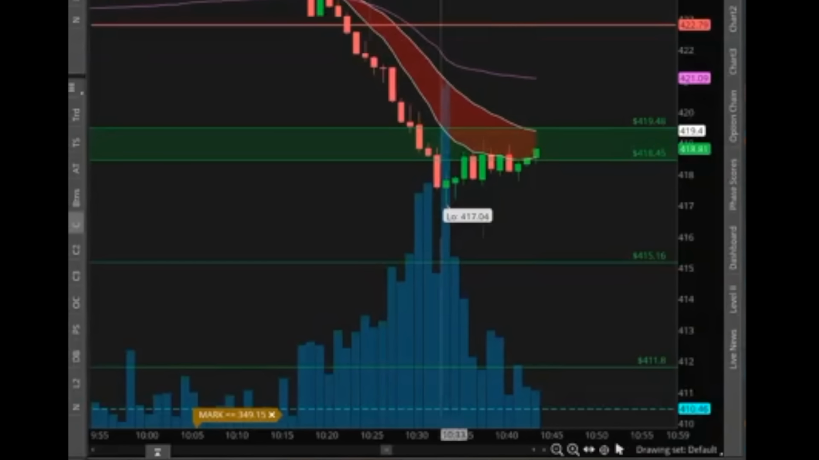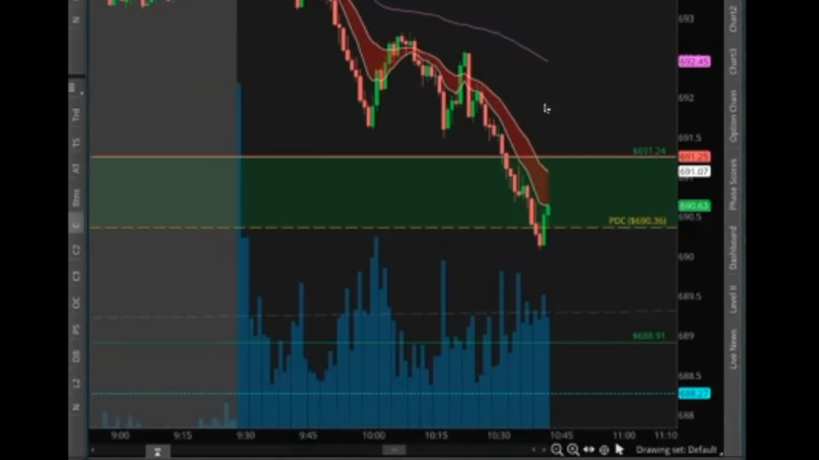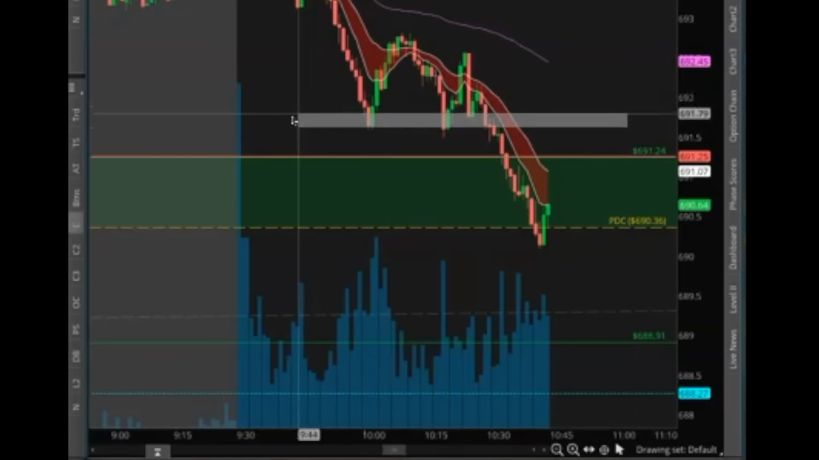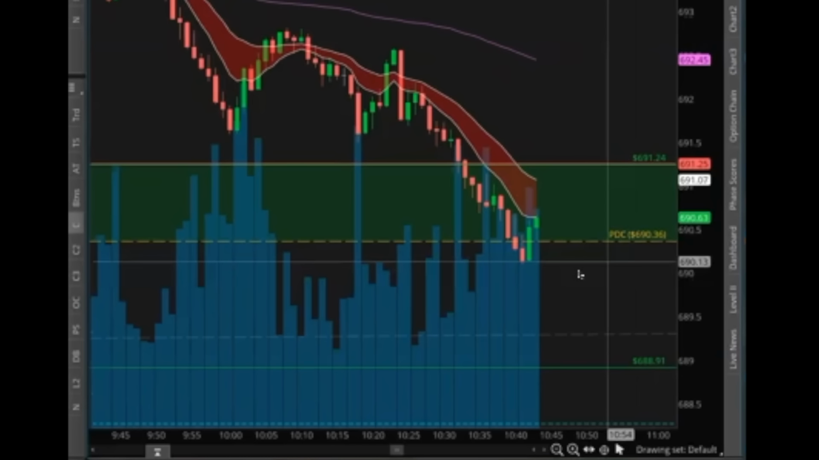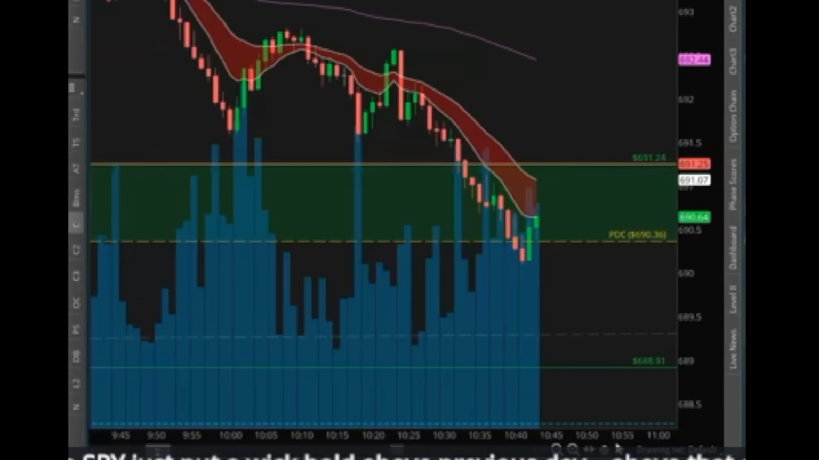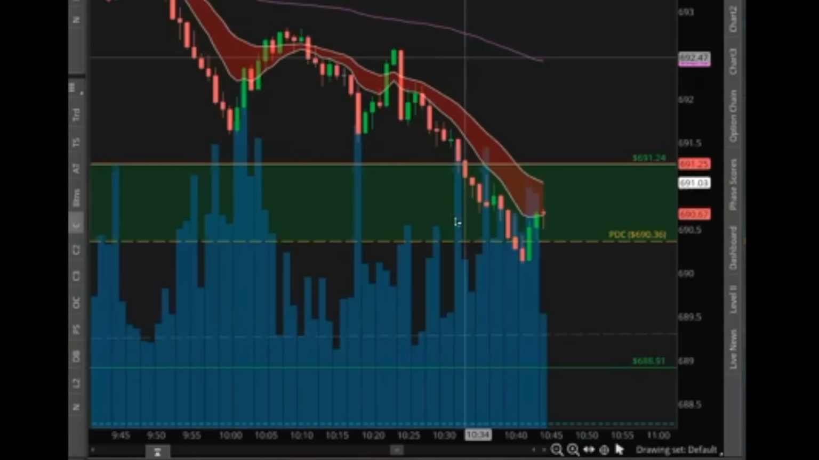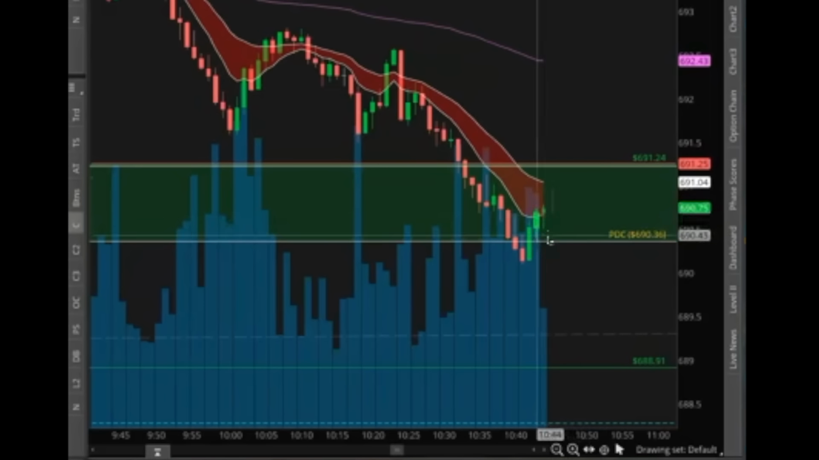Okay, take a look at what the SPY is doing here. The SPY just put a wick hold above previous day, above that gap fill level. Look at this. So careful there. You might get a bounce. Yeah, so look at how this SPY is starting to hold this spot. I'd watch out for that.